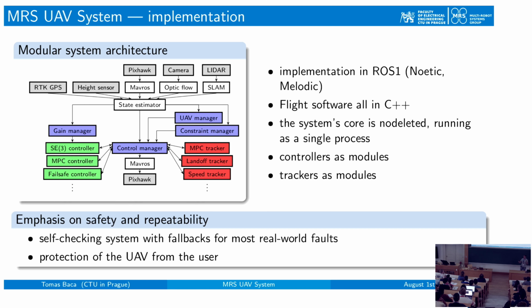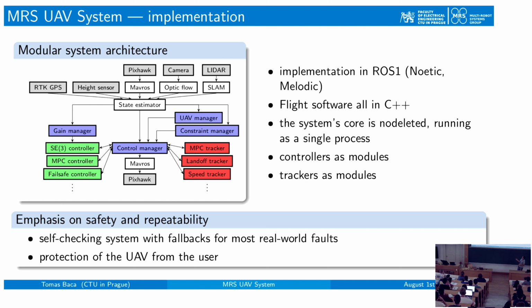So that's the core. We call this the core of the system, which basically takes care of the flight itself. State estimation, control, reference generation, trajectory generation, and all of the safety features around it which save the drone if something goes wrong.